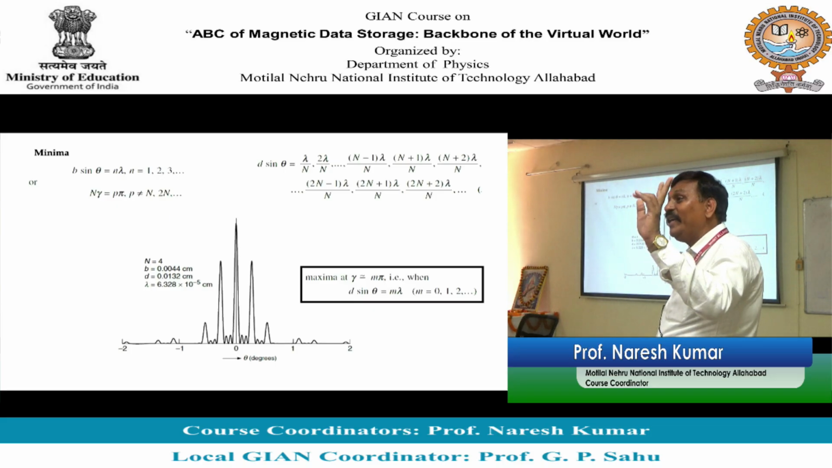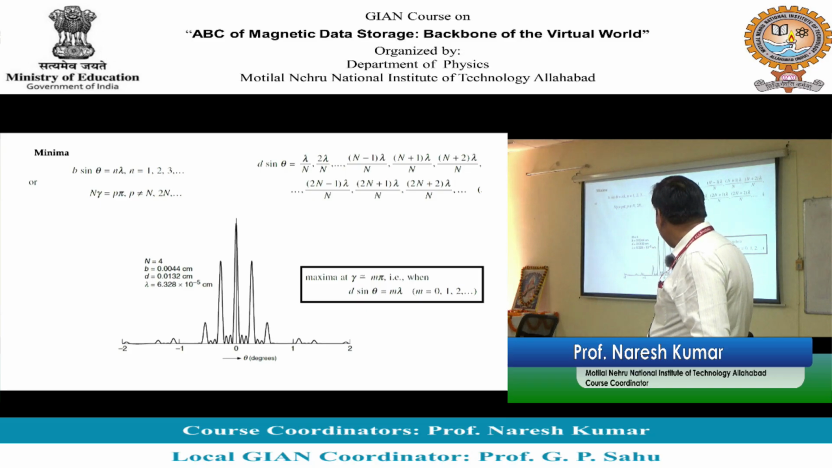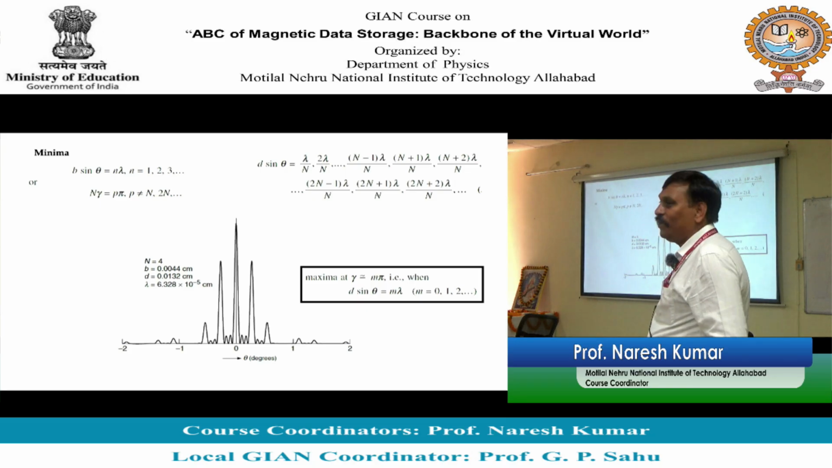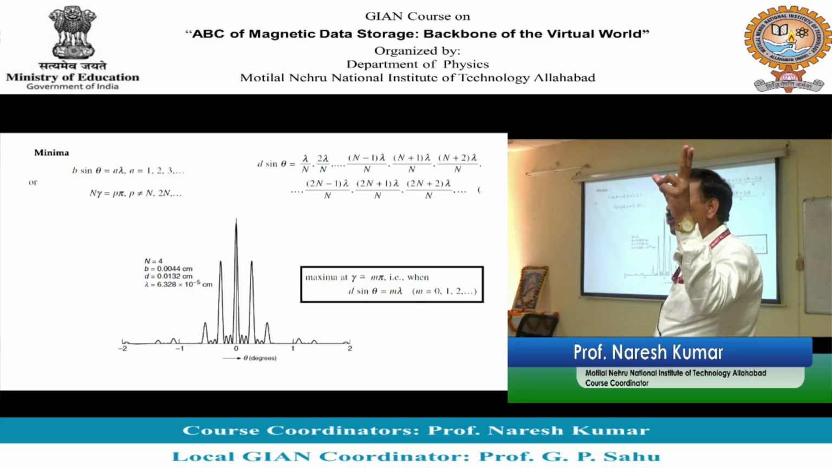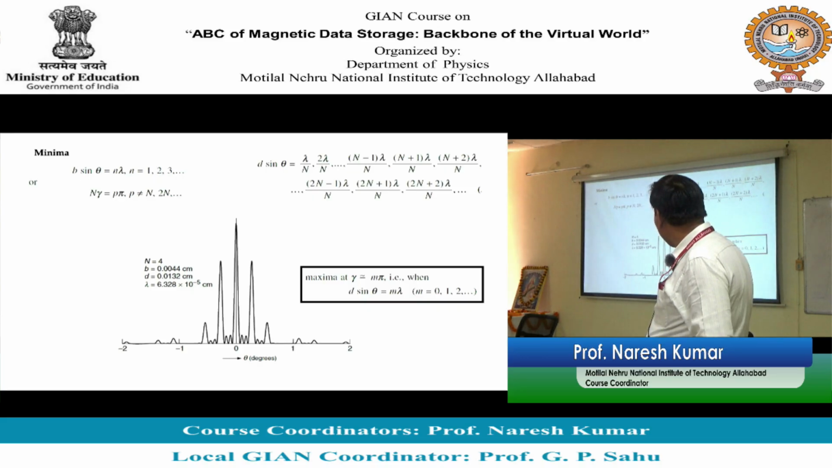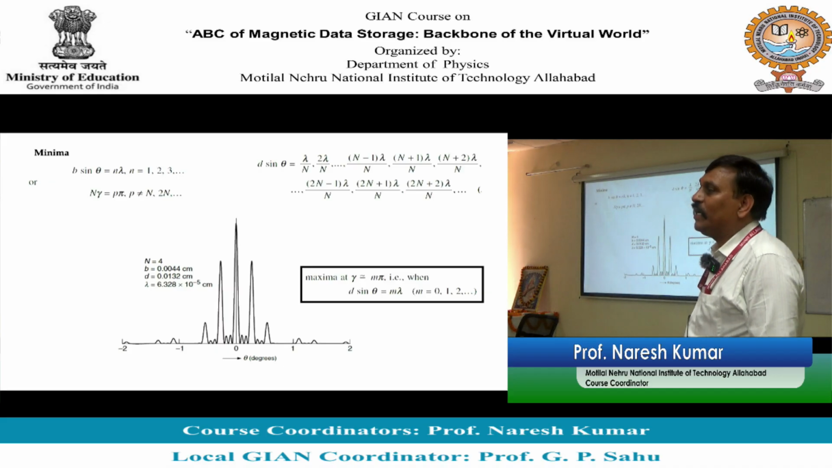n-1 interference minima. कितने minima मिले मुझे? 1, 2, 3 because slit is 4. And between two principal interference maxima, there will be n-2 secondary maxima. कितने maxima दिख रहे हैं आपको? 4 minus 2 is 2, so it is 1 and 2. So there are two secondary maxima.